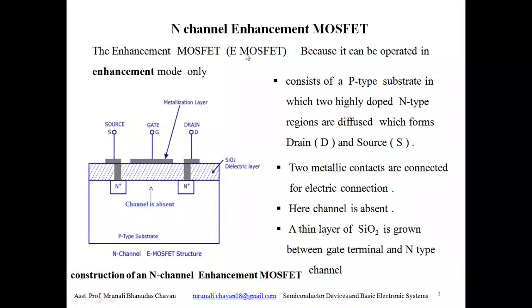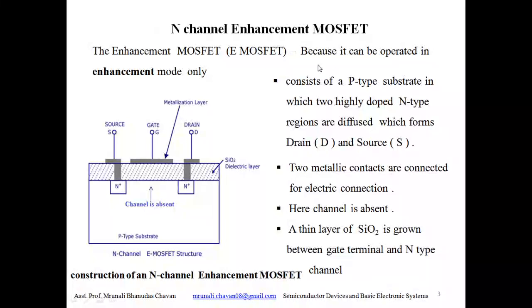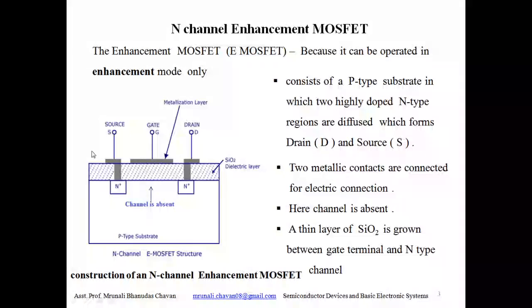The enhancement MOSFET is also known as E-MOSFET, and it is called enhancement MOSFET because it can be operated in enhancement mode only. Here the construction of N-channel enhancement MOSFET is shown. We can see it consists of a p-type substrate in which two highly doped N-type regions are diffused, which form the drain and source terminals.